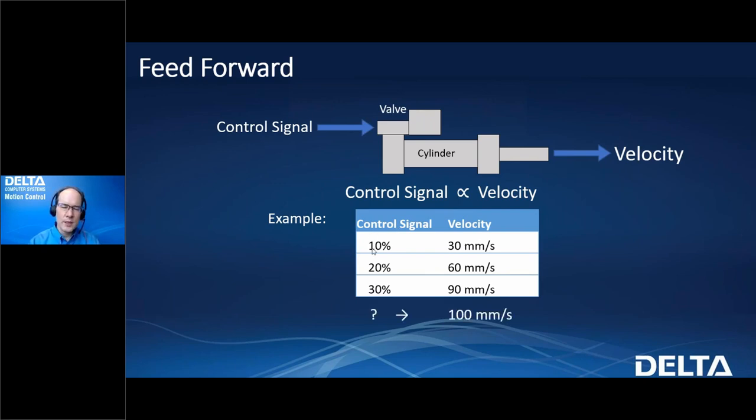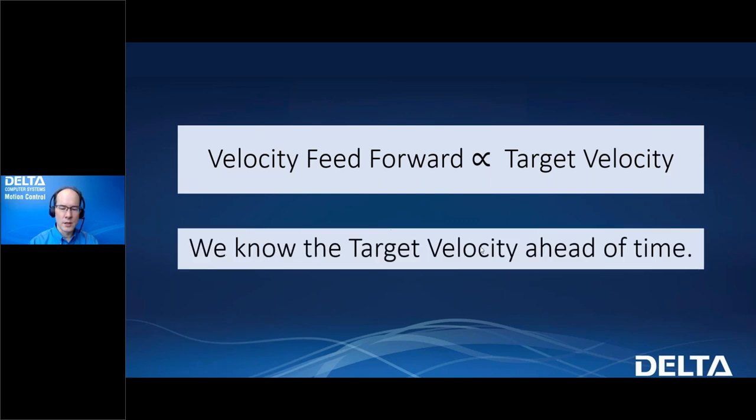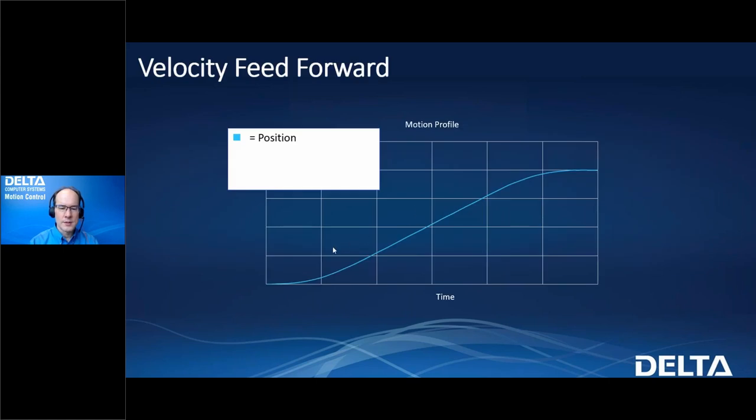So if we command the axis to move at a certain velocity, like 100 millimeters per second, we can actually calculate what the control signal is going to be. In this case, 33.3%. So we see that the velocity feed forward is proportional to the target velocity. And the nice thing is that when we do motion commands in a digital modern controller, we know the target velocity ahead of time.